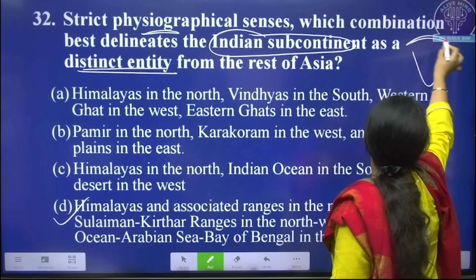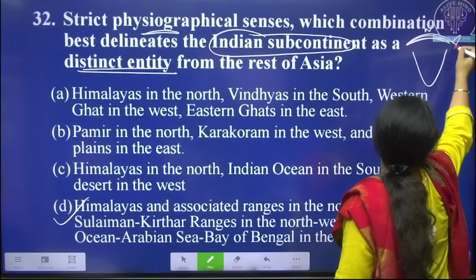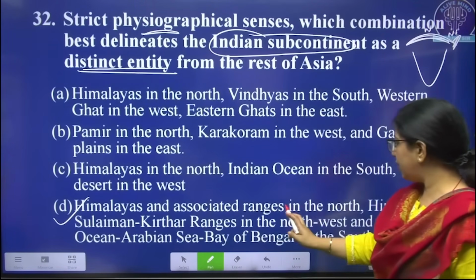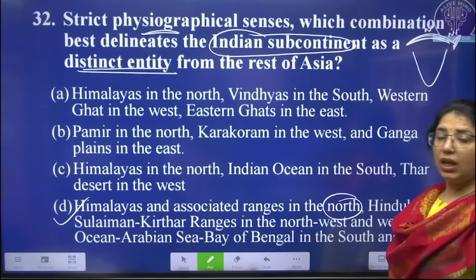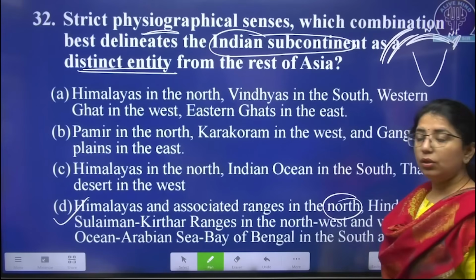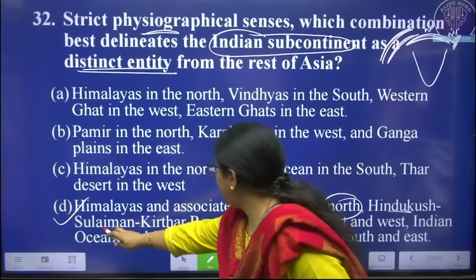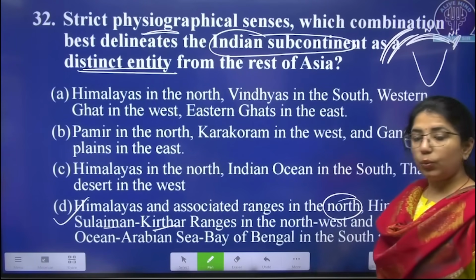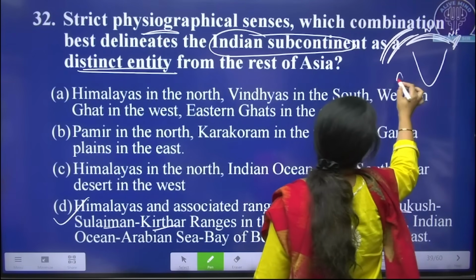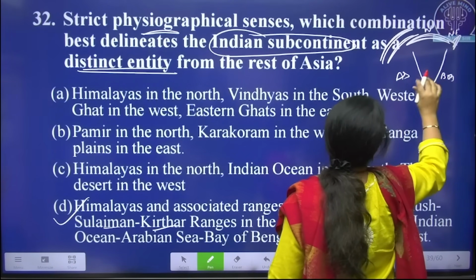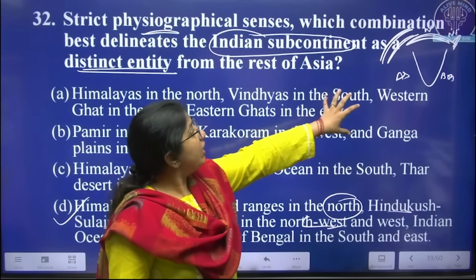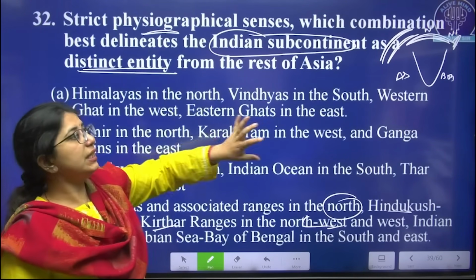Here we have Himalayas in the north and the northeast. They have written Himalayas and associated ranges in the north. Then you have some ranges in the northwestern region, which are Hindu Kush, Sulaiman and Kirthar ranges. Then you have the Arabian Sea and Bay of Bengal on the western and eastern sides. Why do we have a distinct position, a distinct entity?